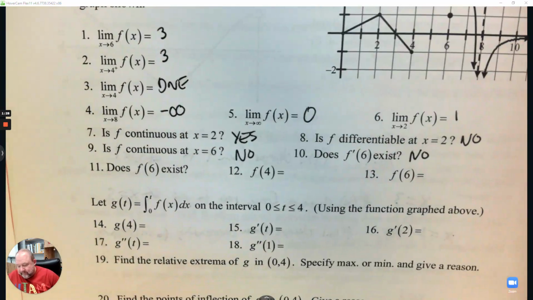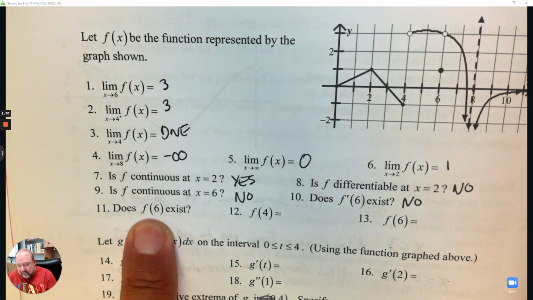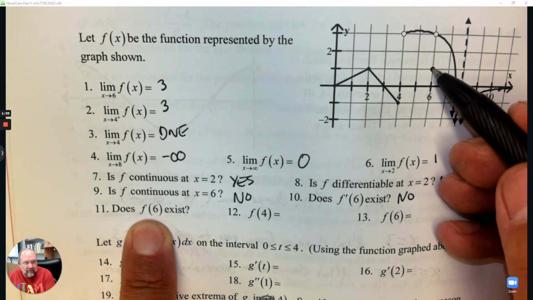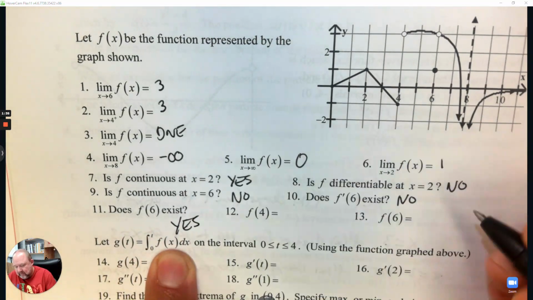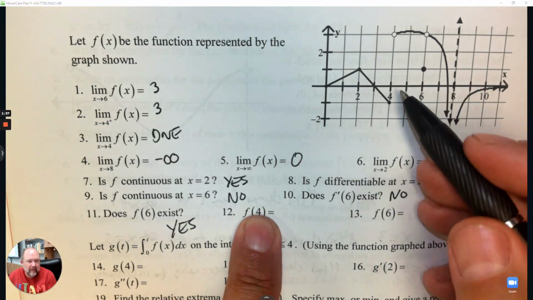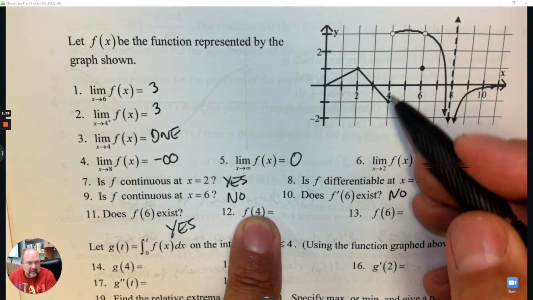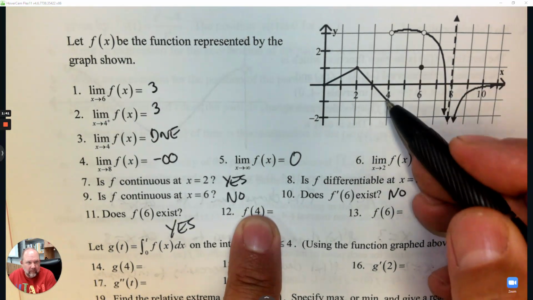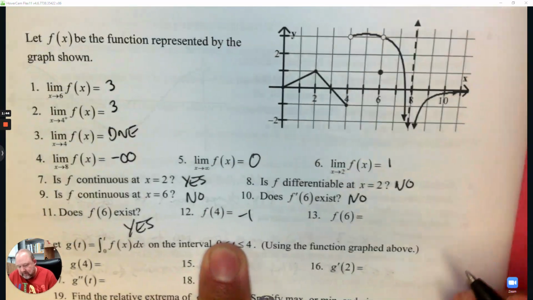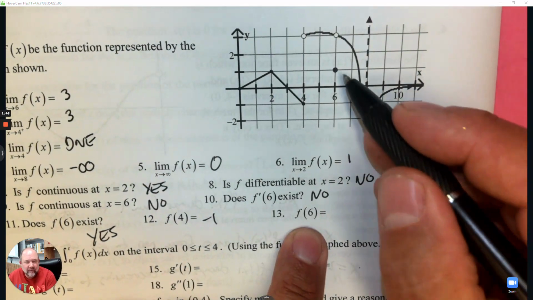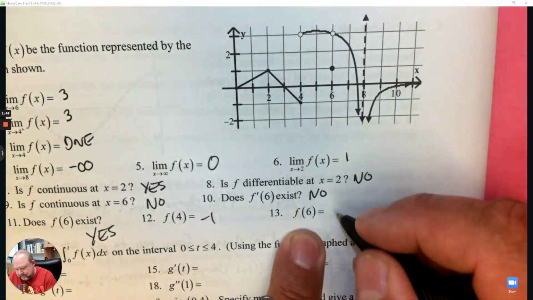Number 11, does f at 6 exist? Yes, there's a point right there. It exists, so there's a value there. So the answer is yes. How about f at 4? Well, f at 4 is what? Yep, the solid point, not the hole, is -1. How about f at 6? Again, the solid point, that's at 1.